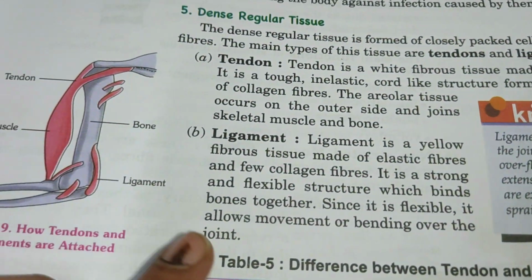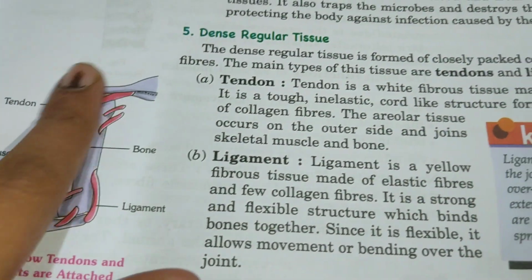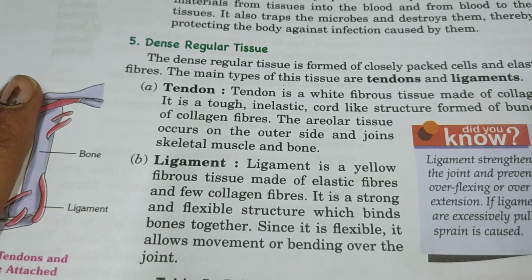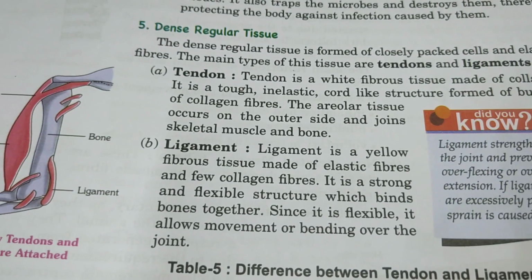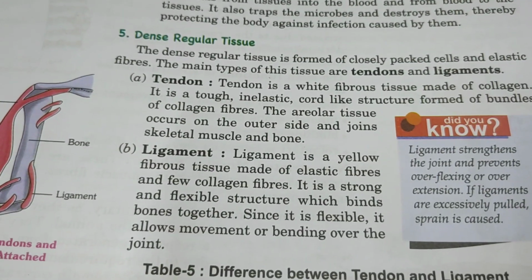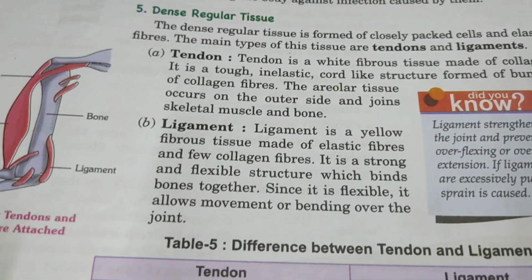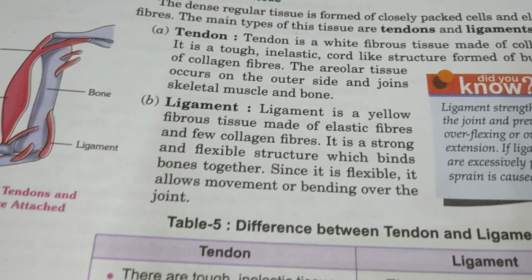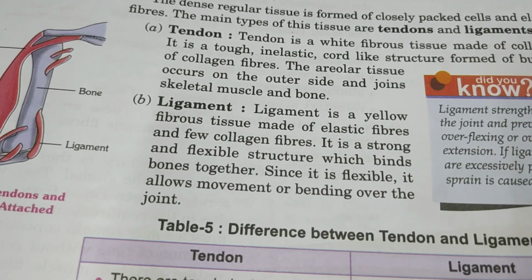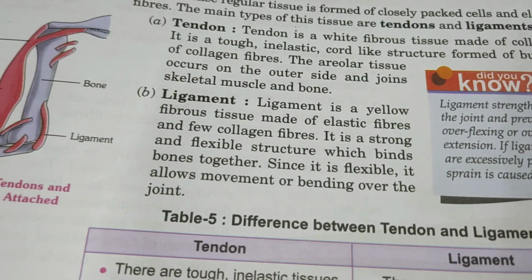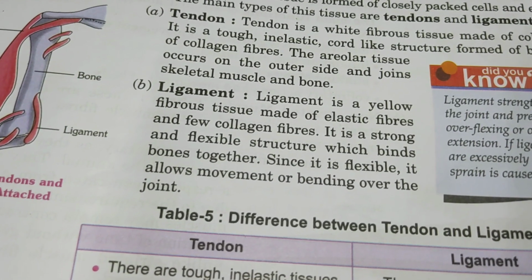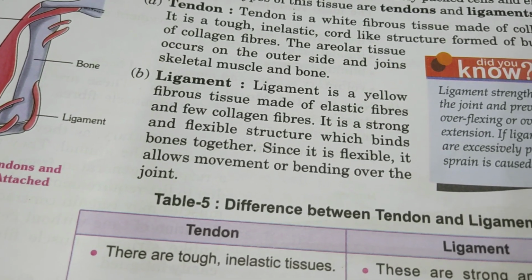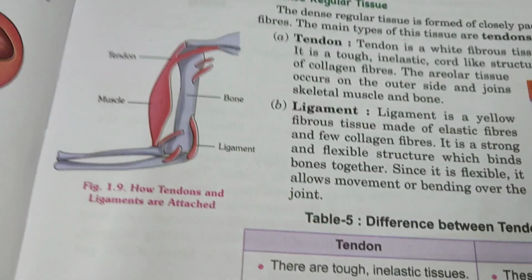So these are tendons, which attach a muscle to the bone. It is a white fibrous tissue, inelastic and tough, formed like bundles of collagen fibers. And a ligament is a yellow fibrous tissue, which is elastic, and few collagen fibers are present. It is strong and flexible. It binds two bones together, so it is flexible. We can bend or move our bones like a joint.